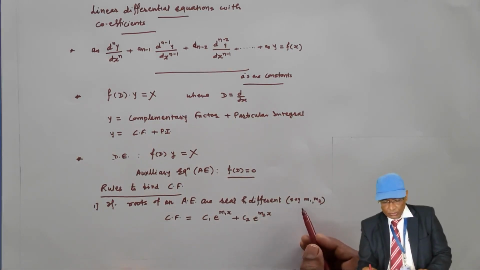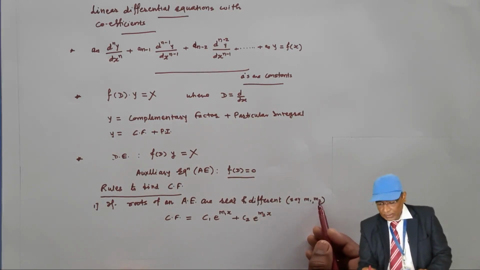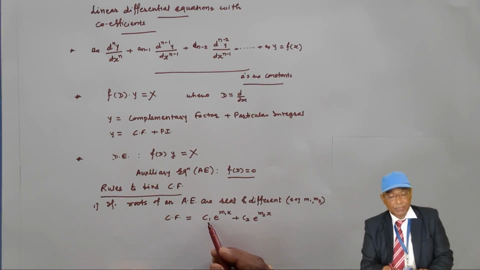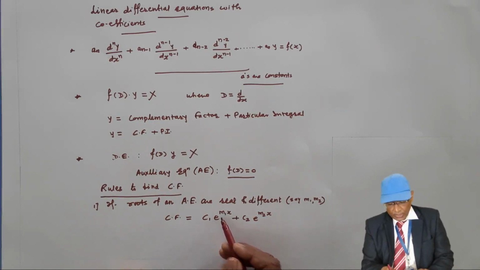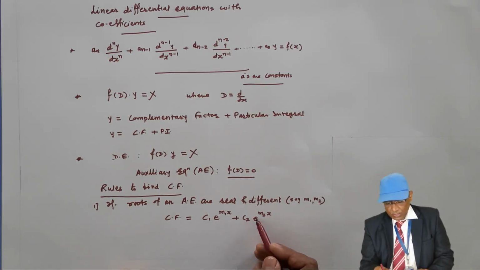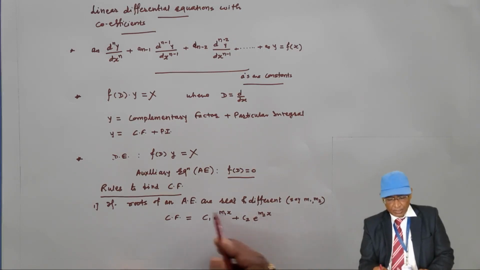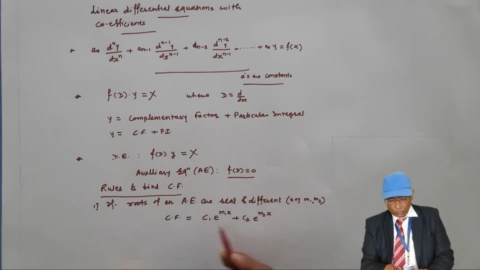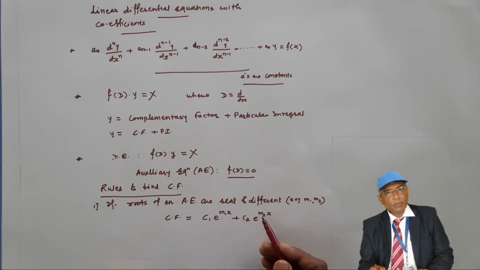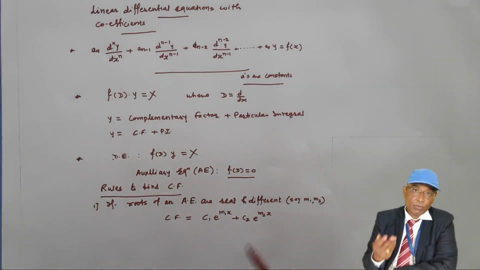If the roots of the auxiliary equation are 2 and 3, then the complementary factor will be C1 e to the power 2x plus C2 e to the power 3x. Here there are 2 roots, so 2 general constants will be there. And if there are 2 general constants, then the order of the differential equation will be 2.